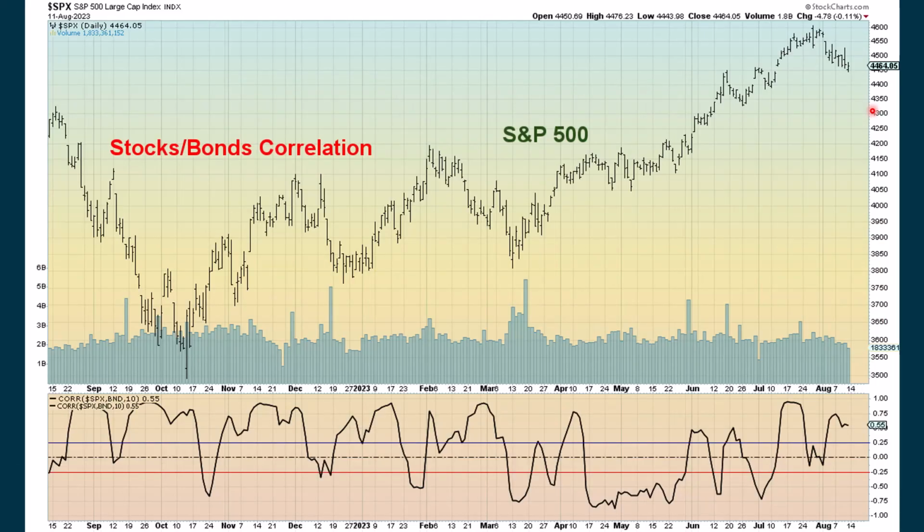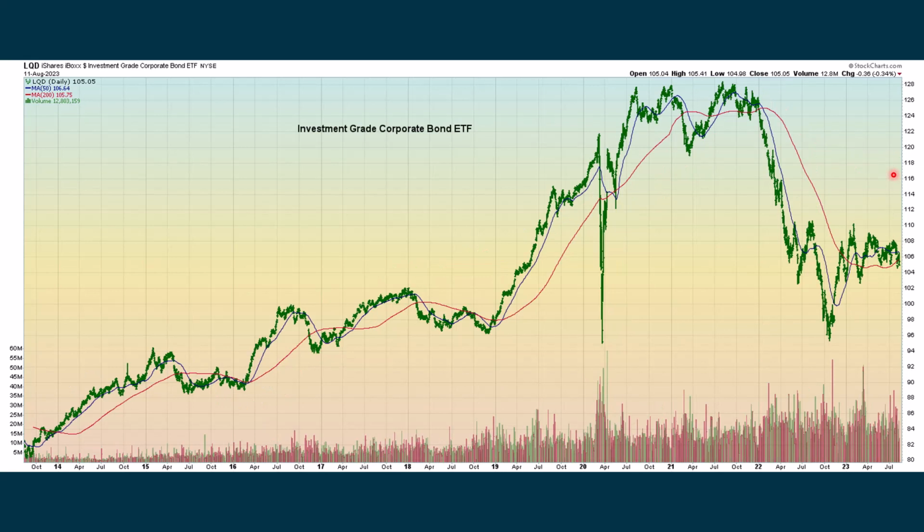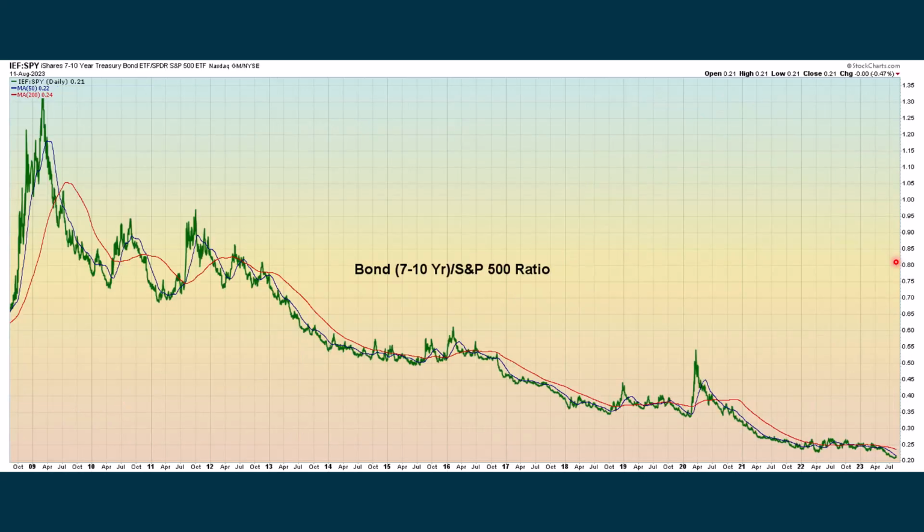Then we look at some correlations. We take the stock to bond correlation, where stocks and bonds are having a pretty strong tendency to go in the same direction. We look at the high yield corporate bond ETF. This means junk bonds, where they continue to be in an uptrend. Then we look at investment grade bonds, more conservative. They've been chopping sideways, but they continue to be in an uptrend. But when you compare stocks to bonds, bonds are underperforming stocks.